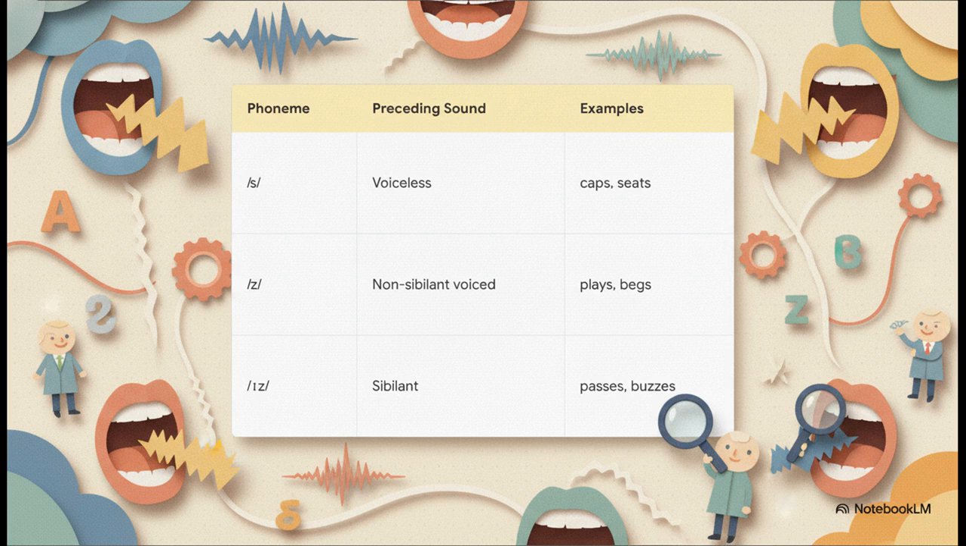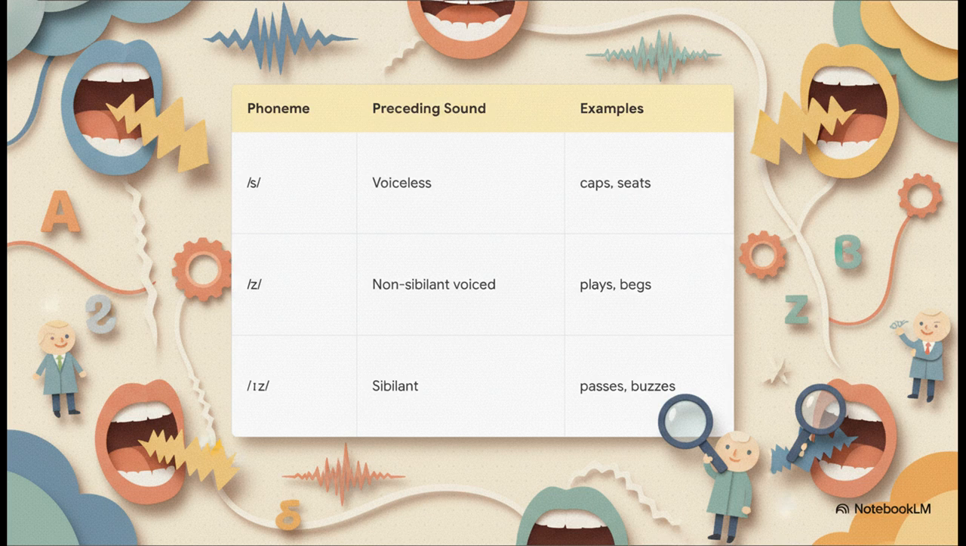The S suffix actually exhibits three entirely distinct phonological realizations, technically known as allomorphs, based solely on the sound that immediately precedes it. First, we have the S phoneme. This happens following voiceless sounds, where your vocal cords do not vibrate. Notice the crisp, sharp endings in these examples: caps, seats, seeks. Next up, we have the Z phoneme. This follows non-sibilant, voiced sounds. You can actually feel the vibration in your throat right now if you say plays, begs, comes.